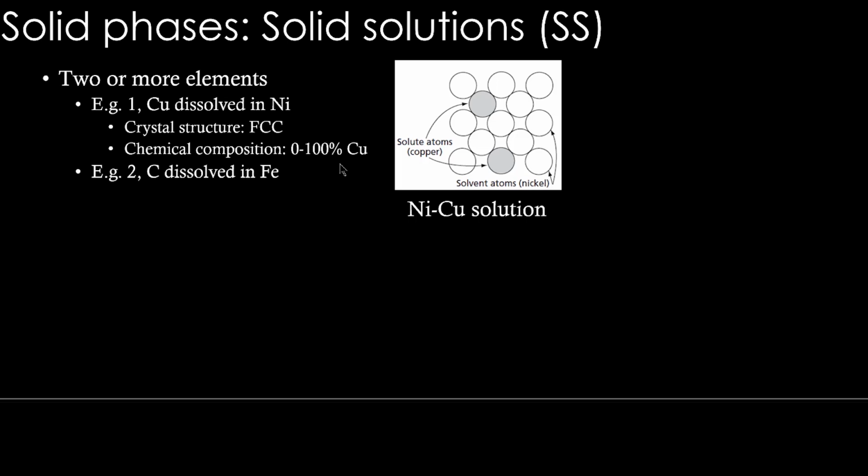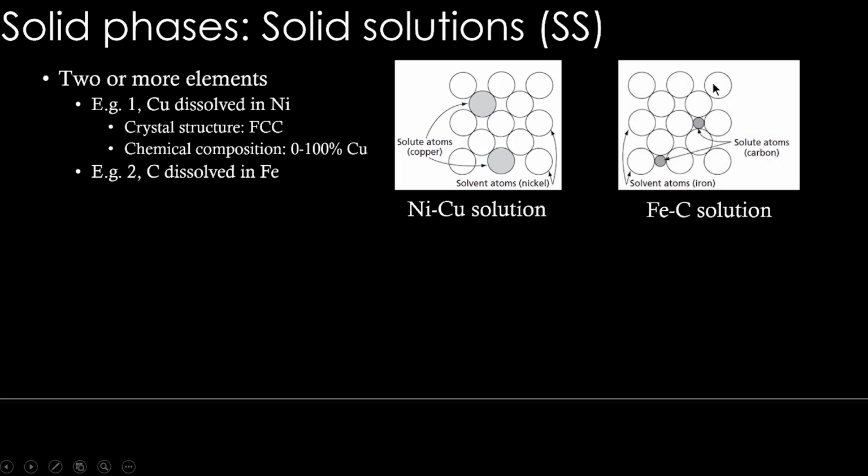The second example is carbon dissolved in iron. You can imagine iron atoms in an FCC crystal structure, all white atoms are Fe, and in between them, the carbon atoms are sitting. They are actually not replacing the iron atoms; they are sitting in the gaps between iron atoms. So the crystal structure is FCC, and the chemical composition is 0 to 7% carbon. The percentages here are atomic percentages or mass percentages; we will come to that later.